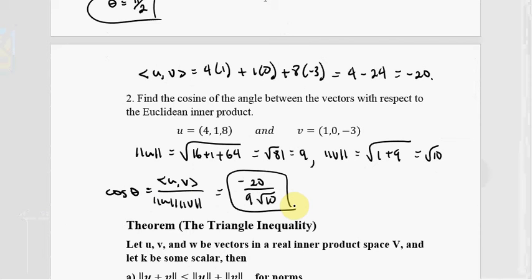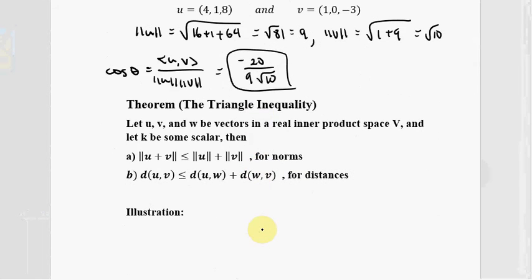Now, a very classic theorem in the study of mathematics is called the triangle inequality. I'll just tell you what it says in a nutshell, and then we'll look at the illustrations and the proof. The proof of this theorem will be asked on the test. So you want to make sure that you can prove the triangle inequality for norms, and then also for distances. Okay?